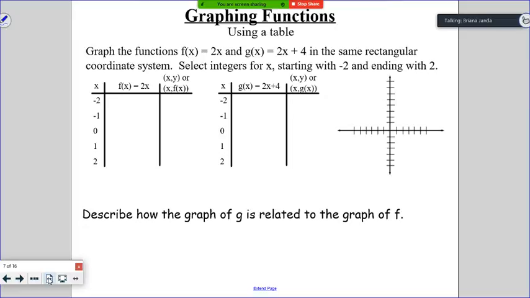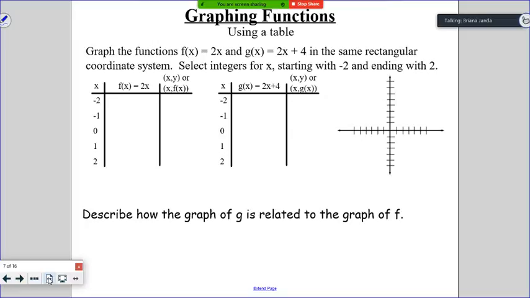It says graph the function of f of x equals 2x and g of x equals 2x plus 4. And then I use this phrase, in the same rectangular coordinate system. Guys, in the same rectangular coordinate system is a fancy way of saying on the same graph. Okay? Use the same graph, draw both of them. And then it does tell you what x to use. Select integers for x starting with -2 and ending with 2. Okay? And that is how they knew what numbers to put into the x column of your table.